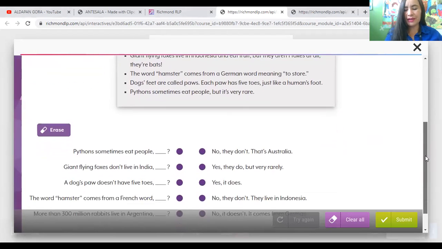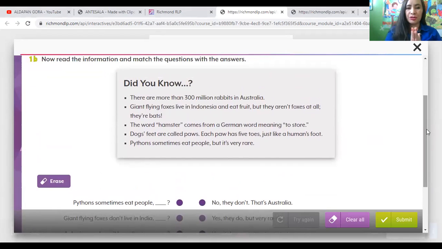Thank you. After reading this text, I'm going to read it too. Did you know there are more than 300 million rabbits in Australia? Giant flying foxes live in Indonesia and eat fruit. But they aren't foxes at all. They're bats. The word hamster comes from a German word meaning to store. Dogs' feet are called paws. Each paw has 5 toes, just like a human's foot. Pythons sometimes eat people, but it's very rare.